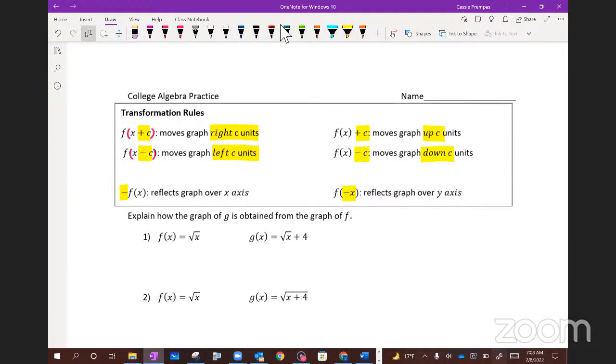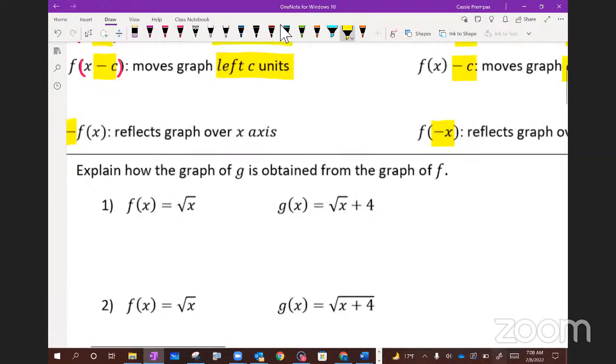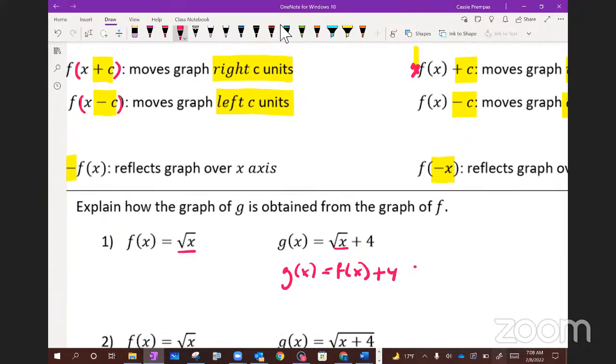Explain how the graph of G is obtained from the graph of F. So hopefully if you're looking at what does this match, it matches this piece right here. To further solidify this, f of x's output is the square root of x. So if I wanted to see how does g of x relate to f of x, I can say g of x, that's f of x output plus 4. So then you can even more clearly see, oh, it matches this situation. So graph G will move up 4 units.